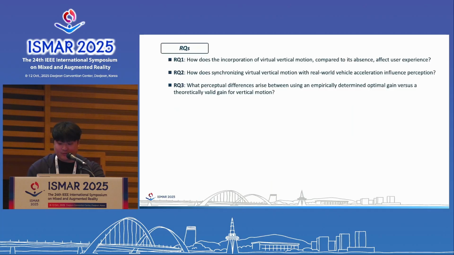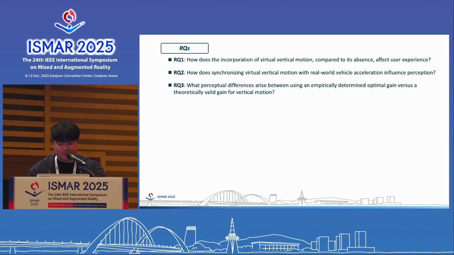The research questions for this experiment would be as follows. First, how does the incorporation of virtual vertical motion compared to its absence affect user experience? Second, how does synchronizing virtual vertical motion with the real world influence perception of vehicle acceleration? And finally, what perceptual differences arise between using an empirically determined optimal gain from E1 versus a theoretically valid gain for vertical motion?